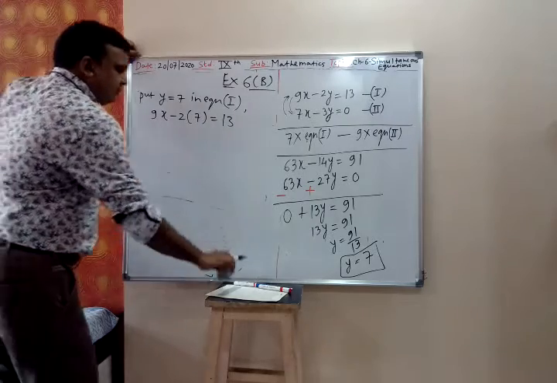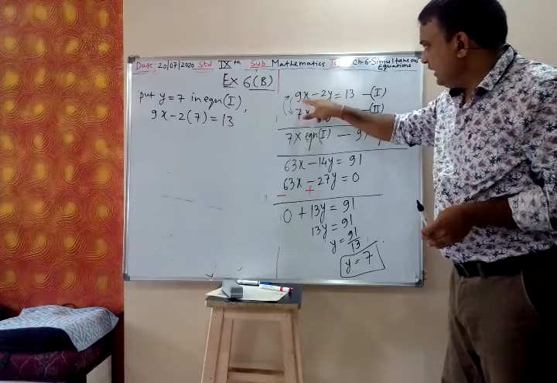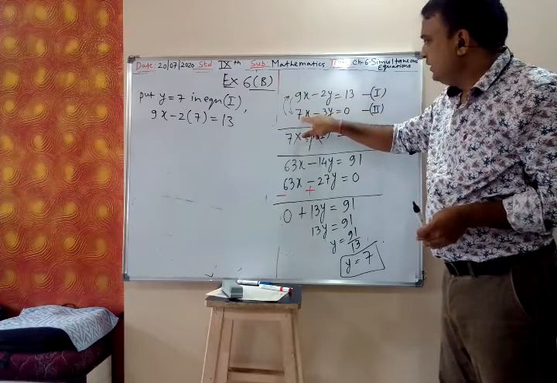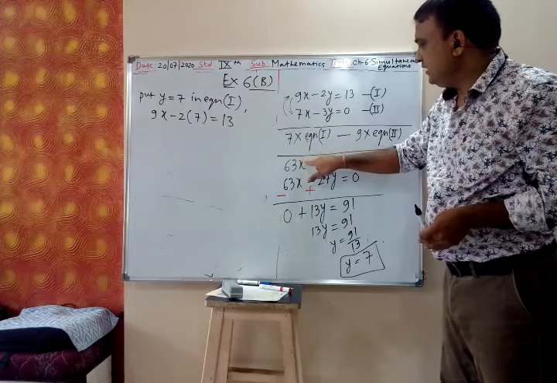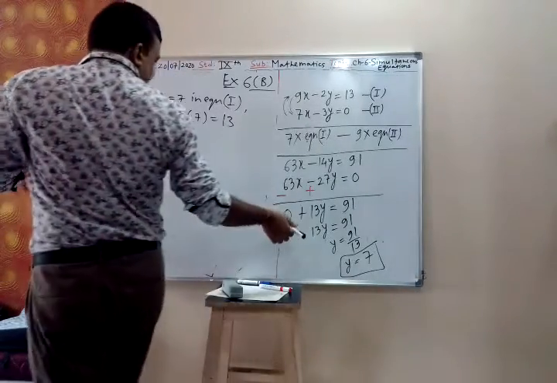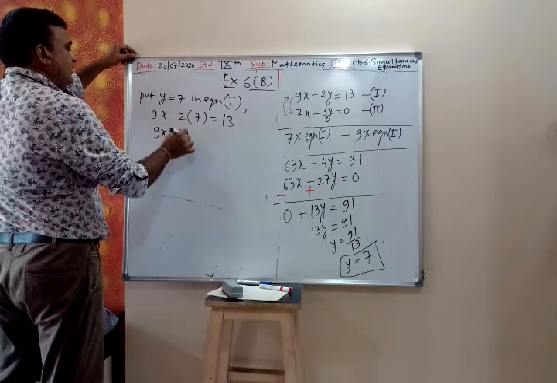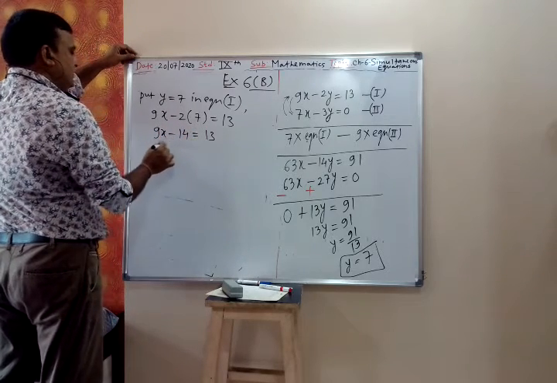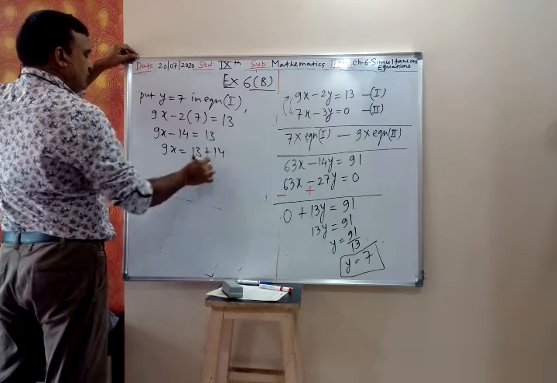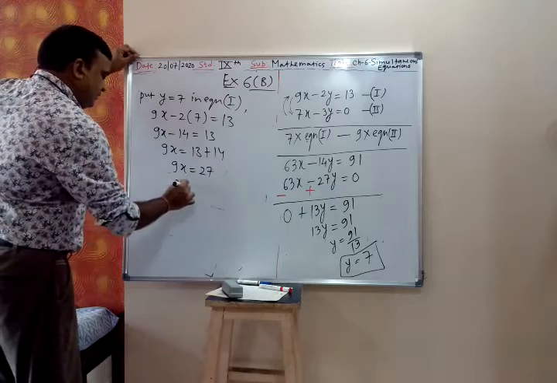Why do we say equating coefficient? Because we have made the coefficient of x equal. Earlier the coefficient of x was 9 and 7, but now we have made the coefficient of x equal, that is 63, 63. Now put the value of y in equation 1. So 9x minus 14 is equal to 13. 13 plus 14, so 9x is 27. So you will get x is equal.